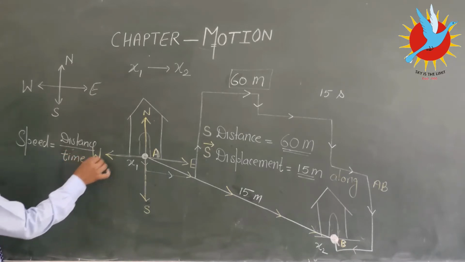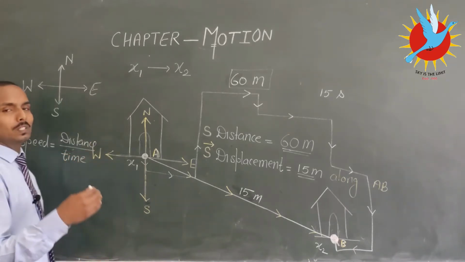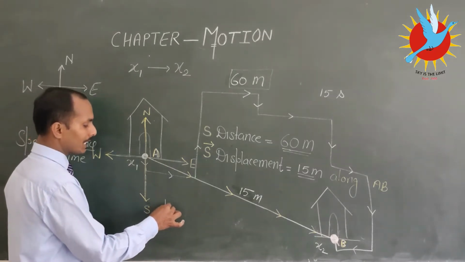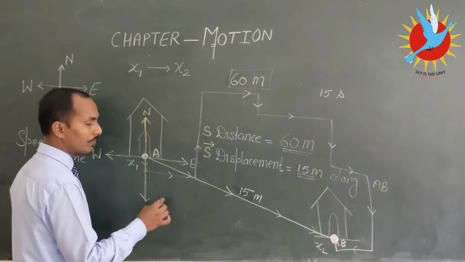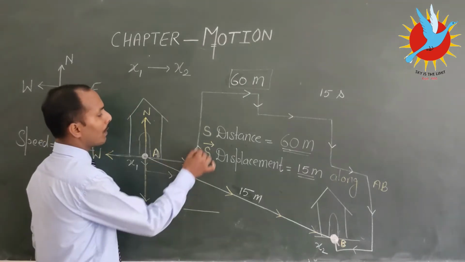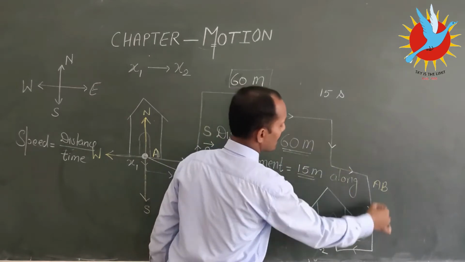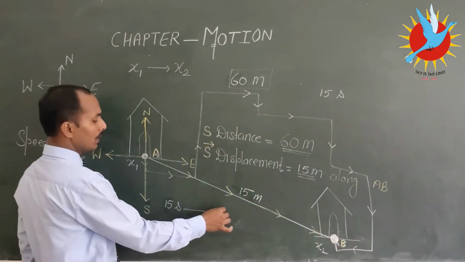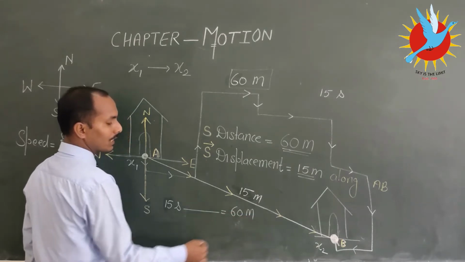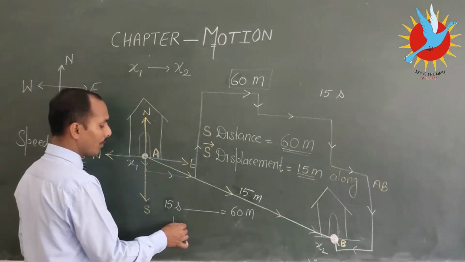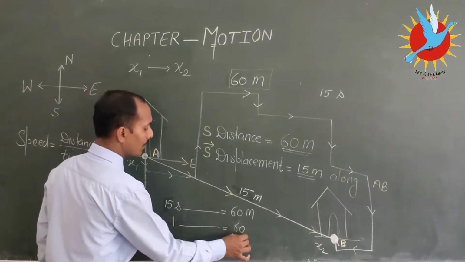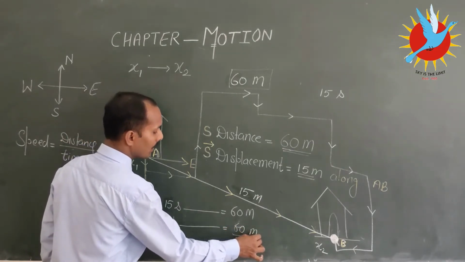Unit time means 1. Suppose that 60 meters of distance is covered in 15 seconds. You cover 60 meters in 15 seconds. If you want to know how much distance you cover in 1 second, it means 60 divided by 15.